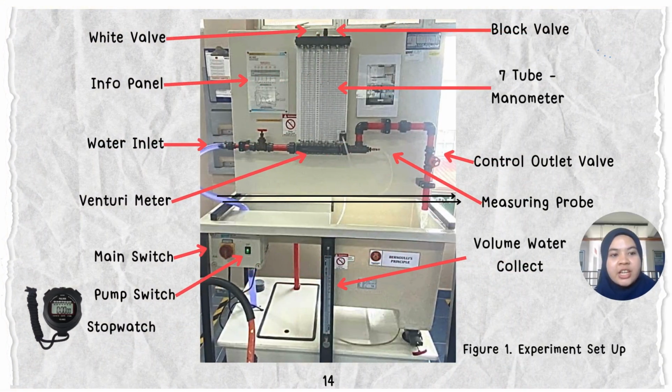For the experiment setup, we have the white valve and the water inlet, venturimeter, main switch, pump switch, black valve, 7 tube manometer, control outlet valve, measuring probe, volume water collect, and then the last one is a stopwatch.